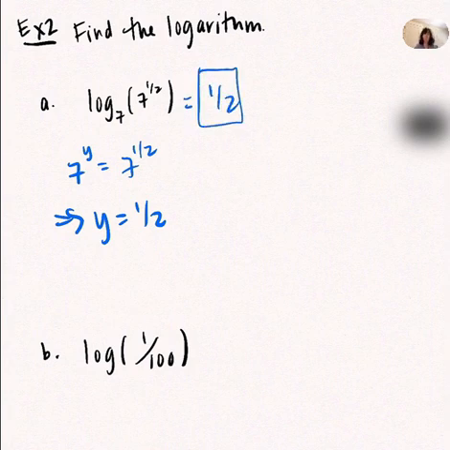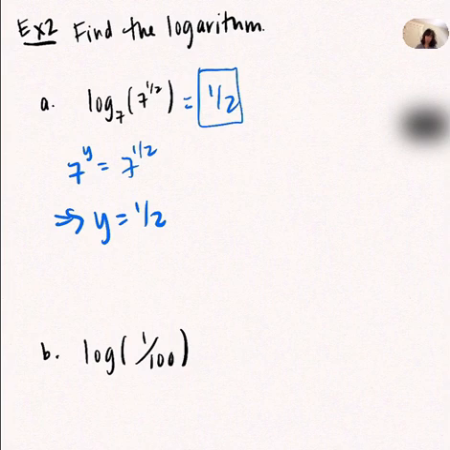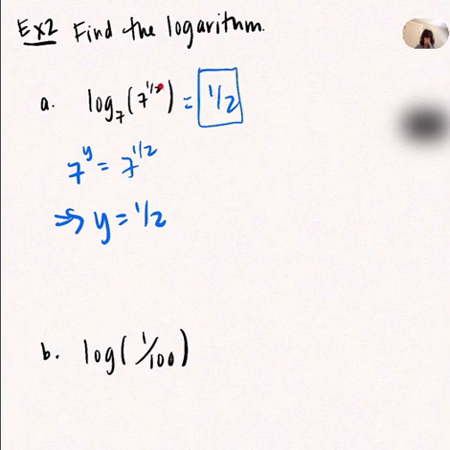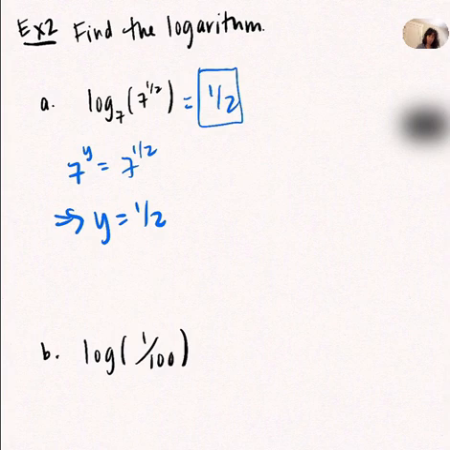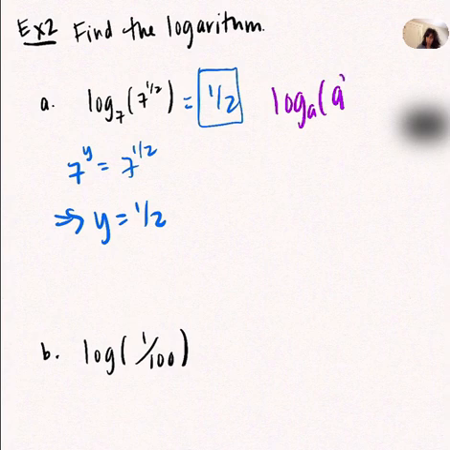Now I want you guys to notice something kind of interesting. Notice that if I did log base 7 of 7 to the 1/2, I got the exponent right here. That's actually going to happen every time you have a similar situation. For example, if you have log base a of a to any power, the answer is always going to be that power.